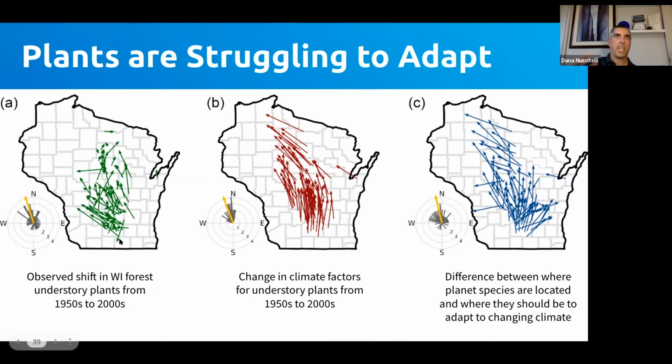And on the left side here, you can see how species have shifted, and these are understory plants. So they're plants on the floor underneath the canopy of forests. And so they have tried to shift. They've been shifting in the right direction, but just not enough. They haven't been able to keep up with the rapid change in the climatic conditions. And so this blue one here is the difference between the change in the climate versus how much they have moved. They have not moved far enough north and west. Basically they're not able to keep up with how fast the climate is changing. And that causes potential loss of species and biodiversity loss and potential species extinctions.